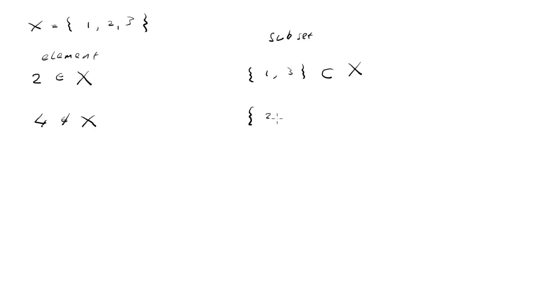And quite naturally, like before, we need a way to say if something's not a subset. So let's take {2, 5}. Now, although the 2 is in X, the 5 is not in X. So we write the subset symbol, but then just like before, we cross it out. So {2, 5} is not a subset of X.